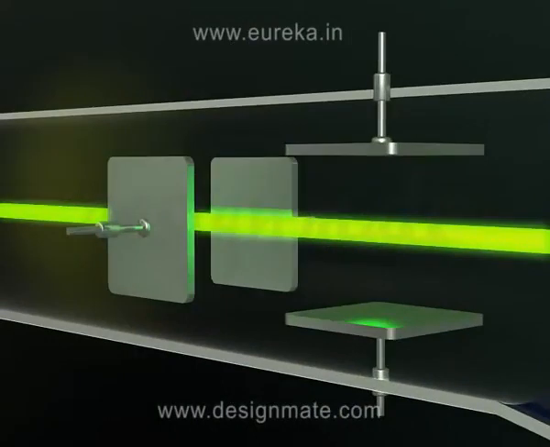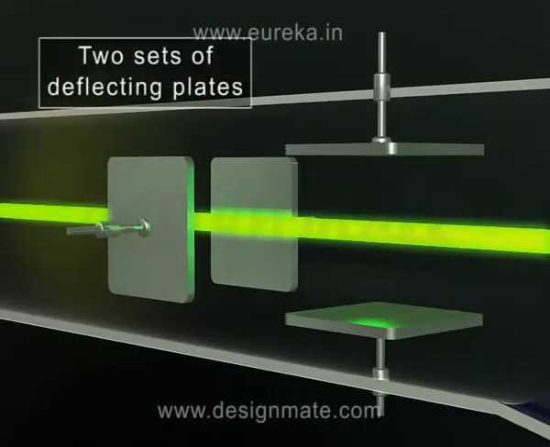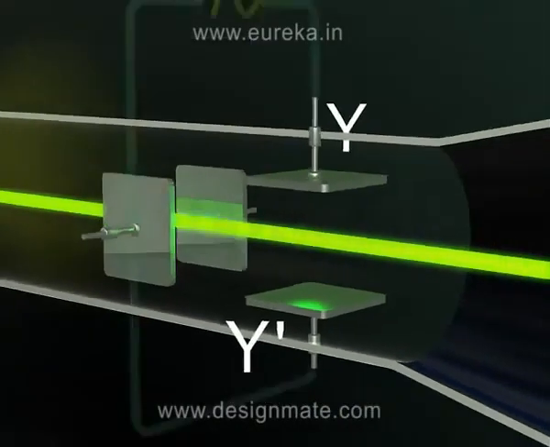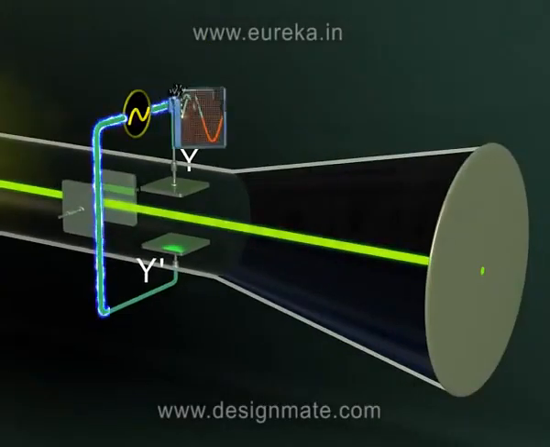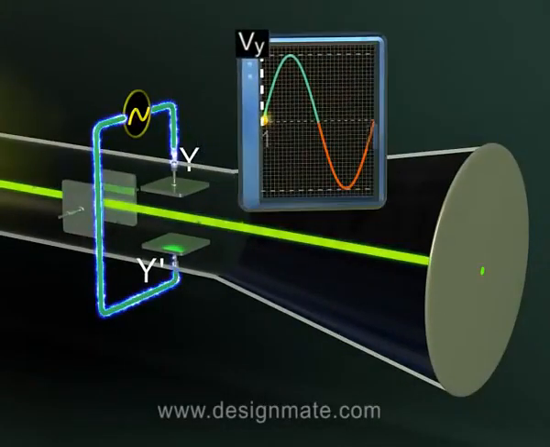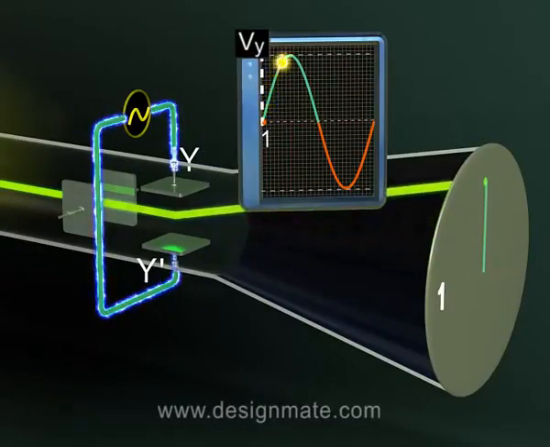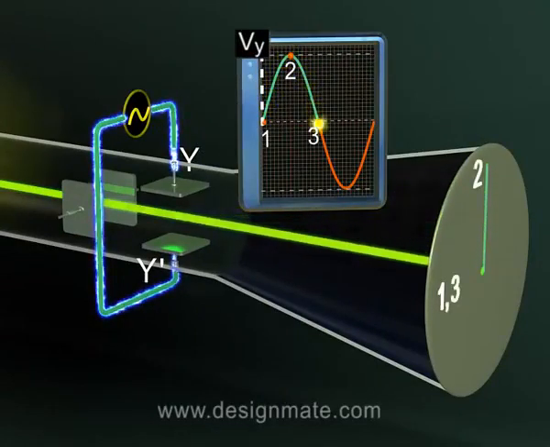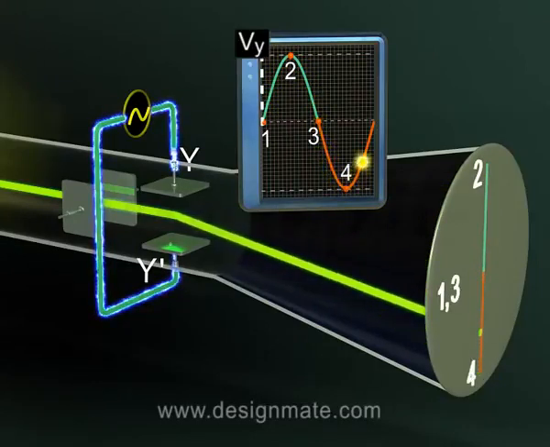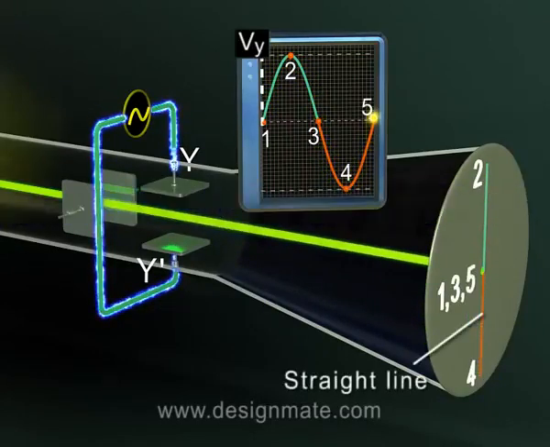Deflecting system. There are two sets of deflecting plates. When a potential difference is applied to YY' plates, it deflects the beam in the vertical plane. As a result, the spot of light moves vertically up and down in response to the applied voltage, and it traces out a straight line on the screen.